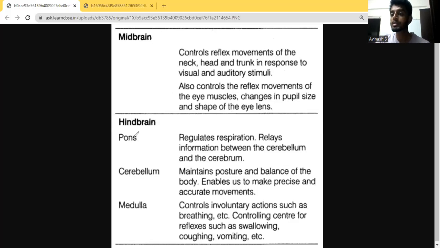Now, the hindbrain is the most important part because it consists of three parts. The first one is called pons. It regulates respiration, in the sense that we are not thinking that we have to respire. We are not thinking that we have to breathe. We have been doing it even now. When I'm talking, when you're listening, we are doing it. So pons actually regulates this respiration, this rhythm of breathing in and breathing out. Pons is the part which regulates respiration, and it relays information between the cerebellum and cerebrum.